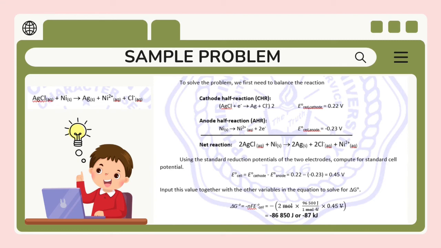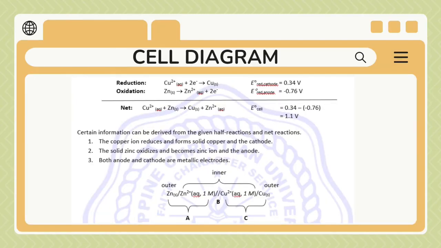Okay, so as you can see in here, we have solved for the E cell that is positive, and automatically the Gibbs free energy is negative. So with that, this example is a spontaneous reaction. Okay, so next we have here a cell diagram.